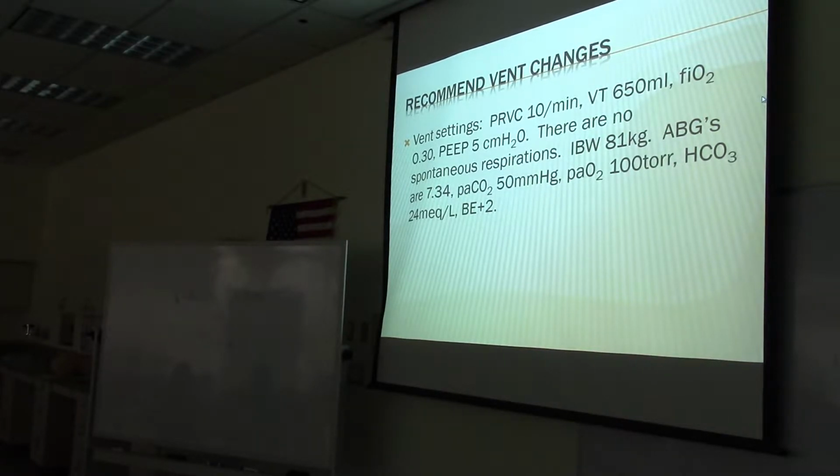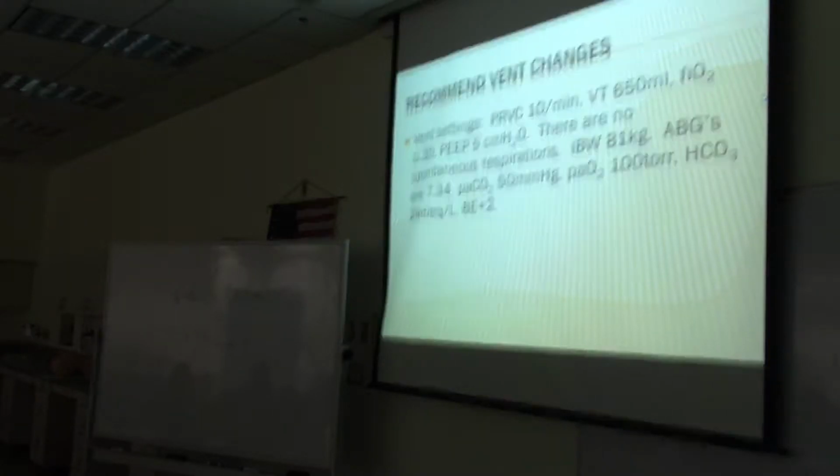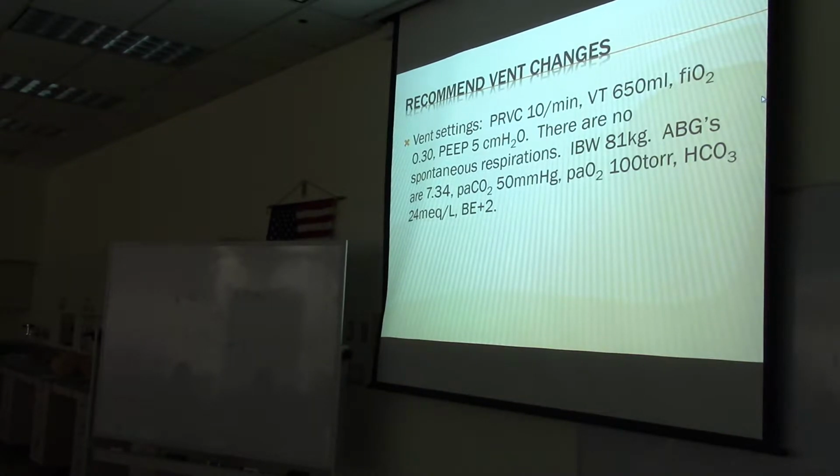And the ABGs are drawn. The pH is 7.34. The PaCO2 is 50 millimeters mercury. PaO2 is 100 torr. Bicarb 24 milliequivalents per liter. And the base excess is +2.